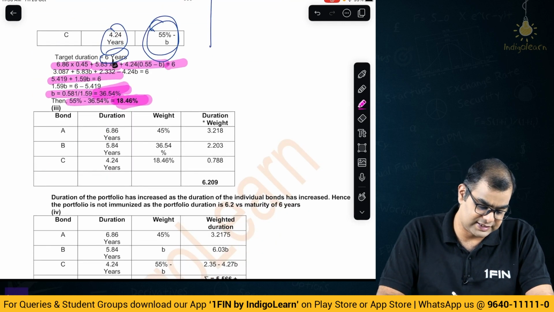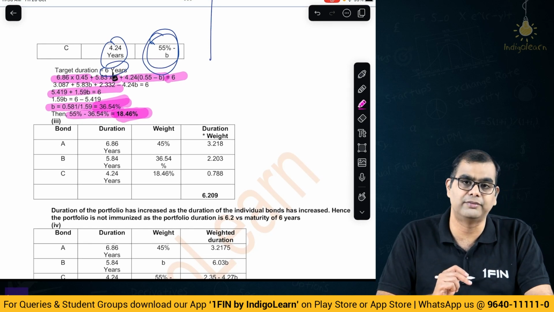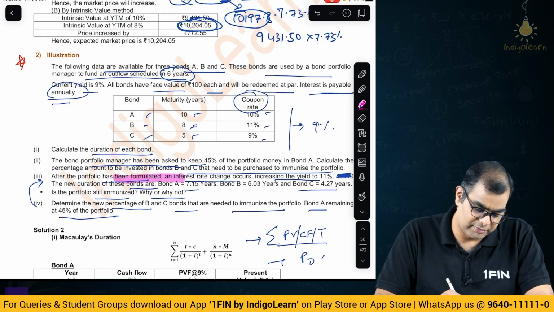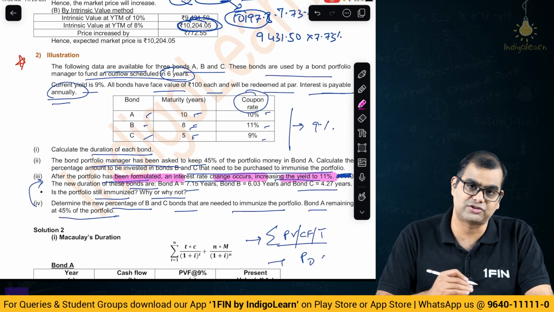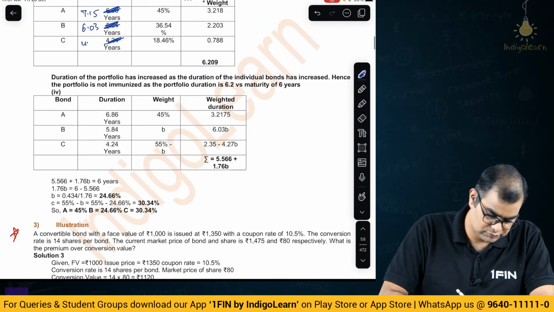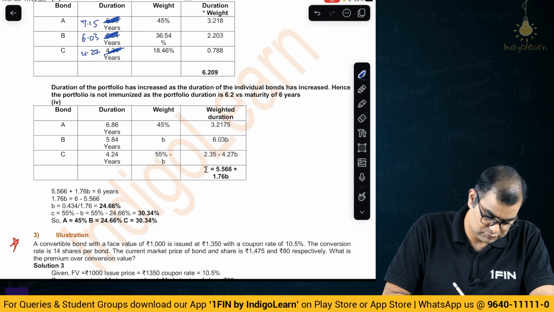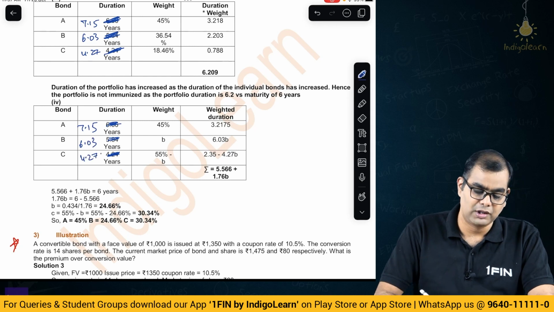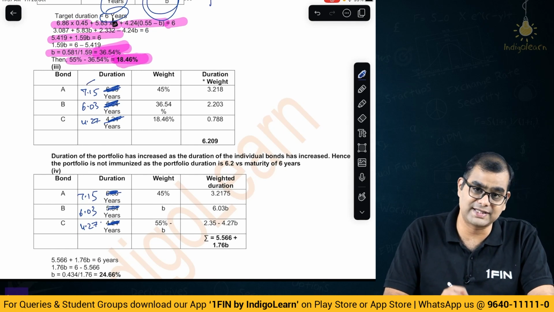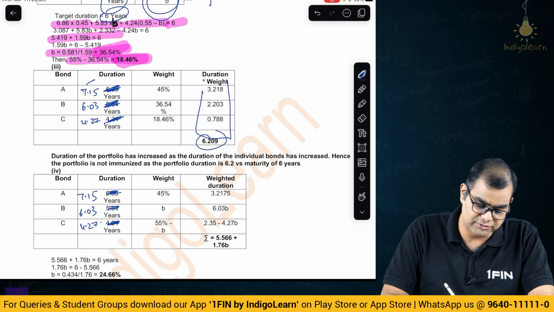Now, what have they said? They have said in the second case, these durations have changed. After the portfolio has been formulated, an interest rate change occurs, increasing the yield to 11%. So, from 9, yield has gone up to 11. The new durations of the bonds are 7.15, 6.03 and 4.27. So, what basically happens is, you take the revised durations, multiply by the existing weights, and you get a weighted average duration which is 6.20 years.